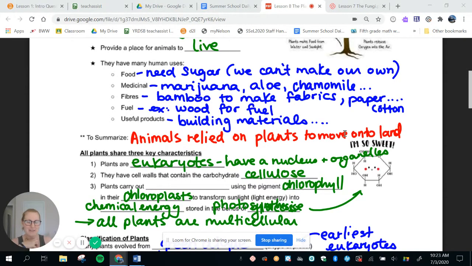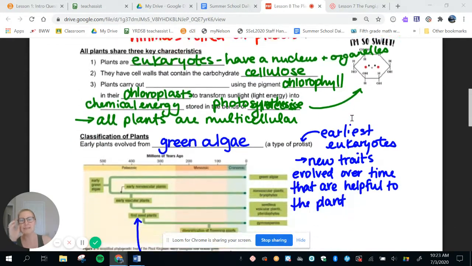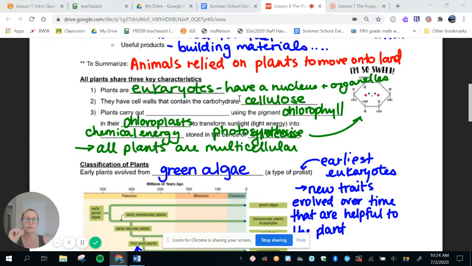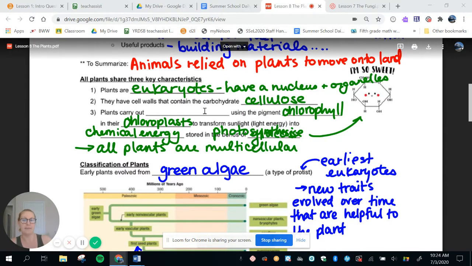So I want to go into what are the characteristics of plants. They are all eukaryotes, which means they have a nucleus and special organelles. They also have cellulose in their cell walls. So with the fungi that we learned about earlier, the fungi don't have cellulose. Instead, they have what's called chitin. Okay, chitin is also a carbohydrate, but it's made differently. Okay, so cellulose is that for plants.